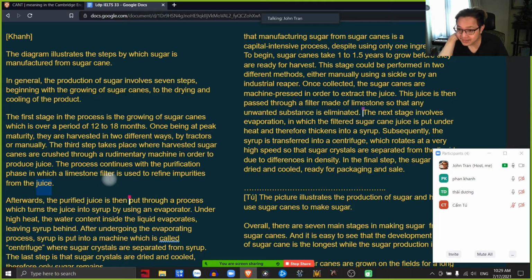We don't say refine impurities. We say we refine a product.